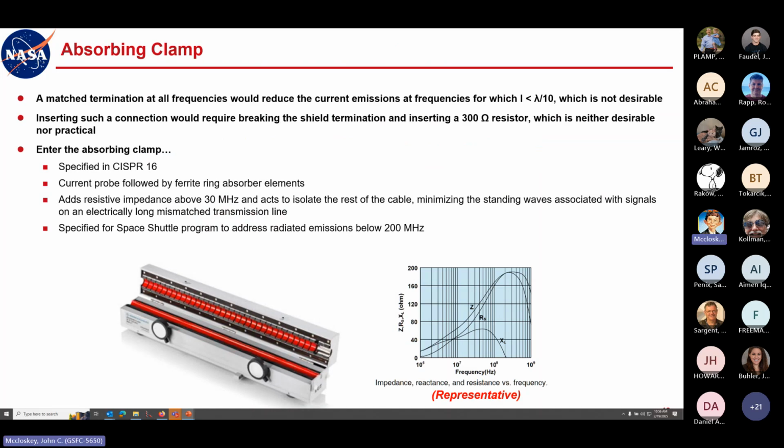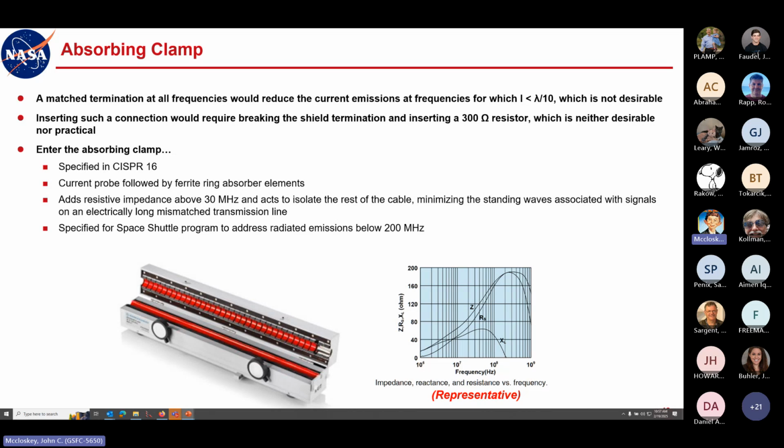But what I will mention here is that if you actually put a matched termination at all frequencies, that would reduce the current emissions at lower frequencies when the cable is electrically short. That's not desirable. We don't want to artificially reduce the current emissions at low frequencies. And also, if we were to actually put a 300 ohm resistor in series with our cable shield termination, well, that's breaking the shield termination and inserting a 300 ohm resistor. That's neither desirable nor practical.